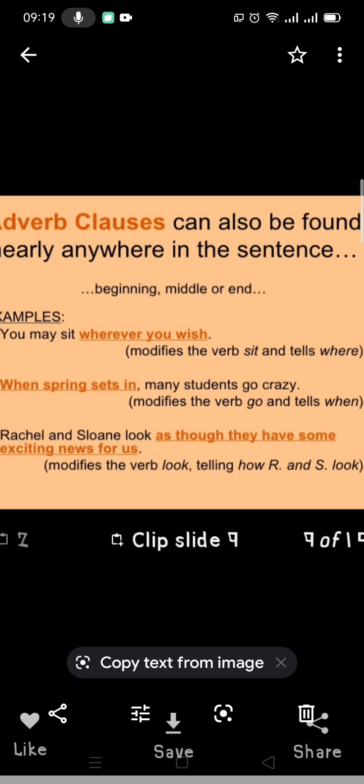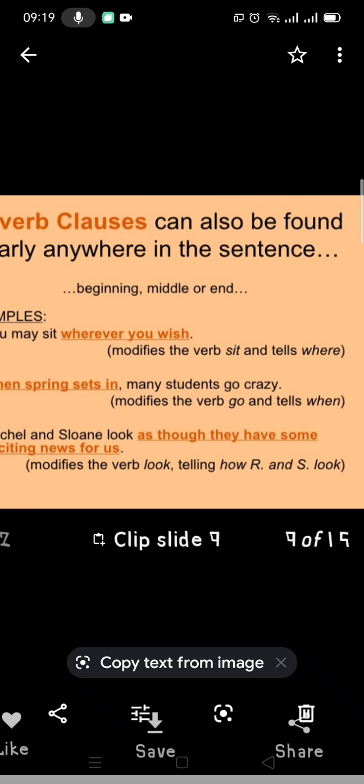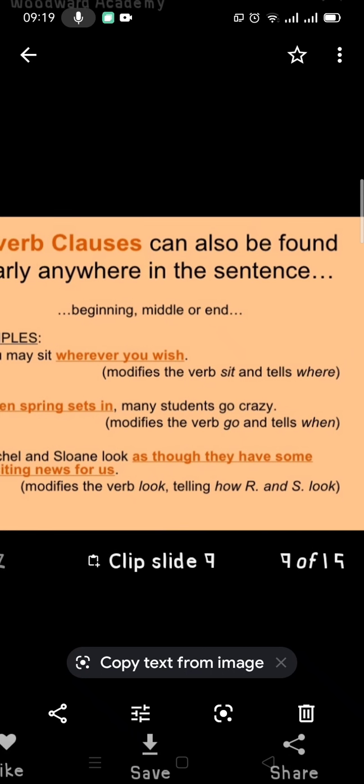Then the next one: Rachel and Sloan look as though they have some exciting news for us. In this sentence, the whole highlighted clause will be called an adverb clause, as it starts with a subordinate conjunction, it is answering the question how, and it is modifying the verb look. So in this exercise, all the highlighted clauses can be called adverb clauses. And just like an adverb phrase, an adverb clause can also be used in the beginning, in the middle, or at the end of the sentence.